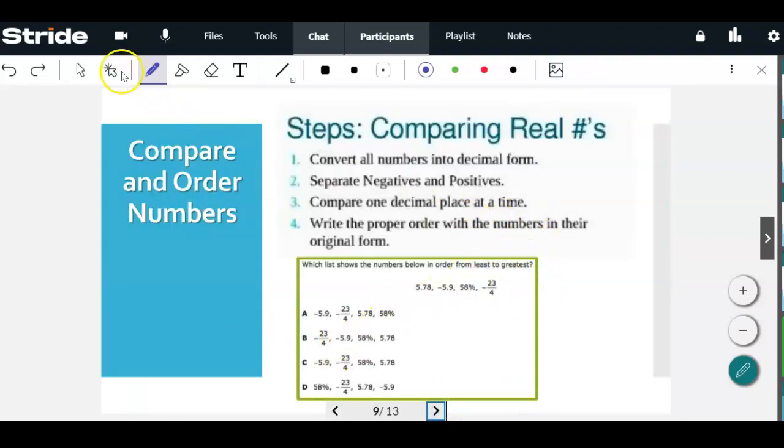All right, so I want you to practice this on your own. You're going to convert all to decimals, separate the negatives and positives, compare one decimal place at a time, and put them in the correct order. Pause the video to try that.